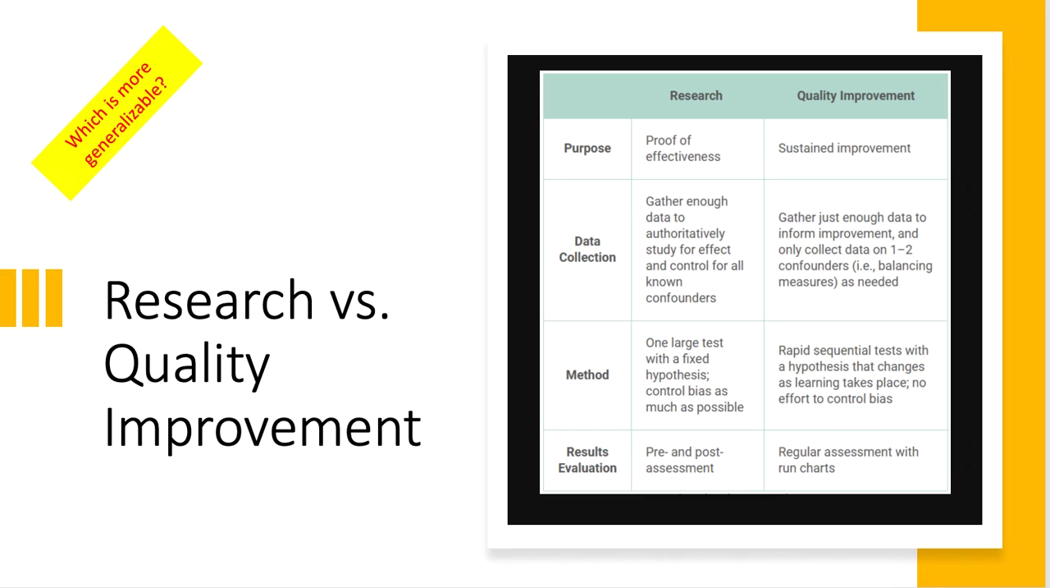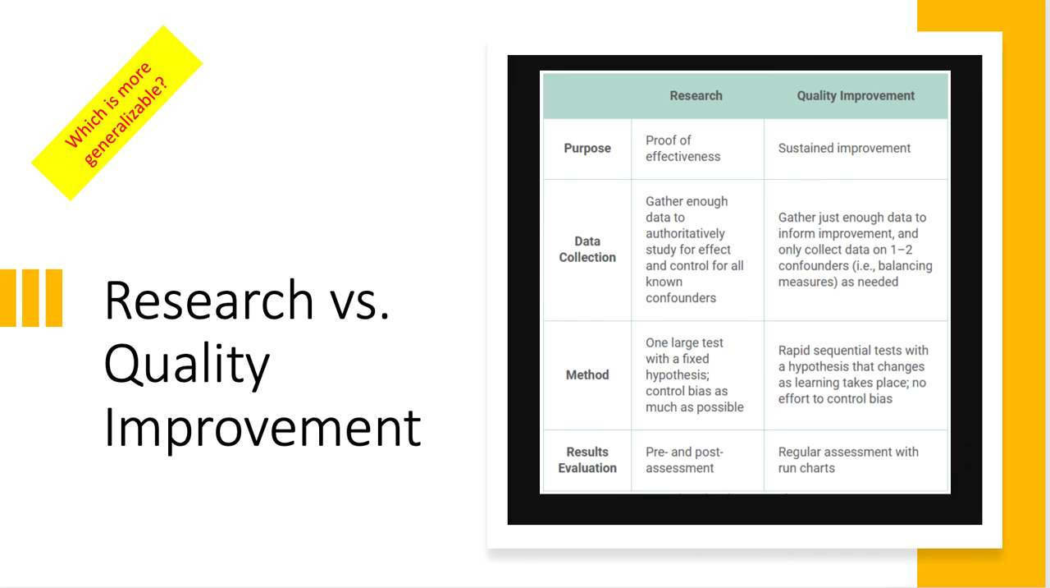In quality improvement, you're looking for sustained improvements. Sustainability is a big deal. Data collection. You gather just enough data to inform your improvement, and you only collect data on one or two confounders at a time. Balancing measures and so forth as needed. Methodology. Unlike research, in quality improvement, rapid sequential tests with a hypothesis that changes as learning takes place. There is no effort to control bias. It isn't even relevant. We don't even think about bias. We just work in the real world of that process, and we're trying to improve it and learn about it and make other things and just keep going around that PDSA cycle.